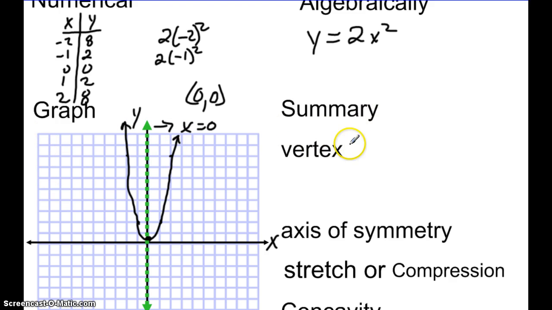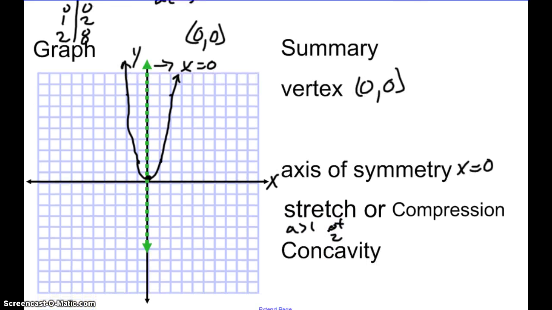So now let's go to our summary. Our vertex, we said, was 0, 0, and our axis of symmetry is going to be x equals our h value, which is 0. We had a stretch or a compression. Well, a was greater than 1, therefore it was a stretch of 2. There was no compression, and the concavity, I should say, is concave up.